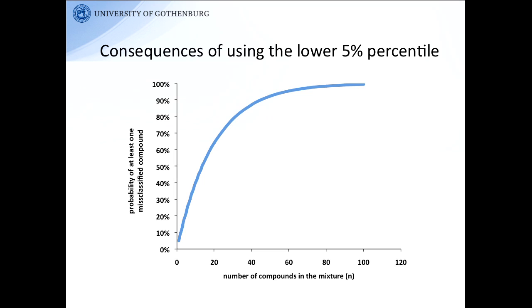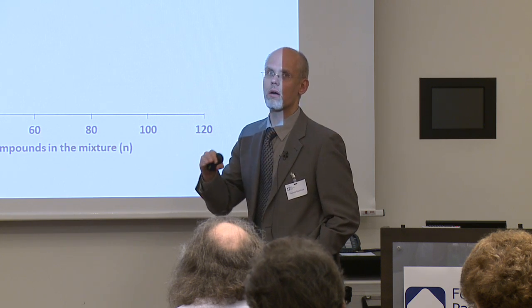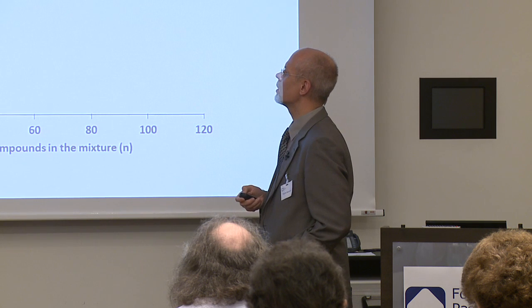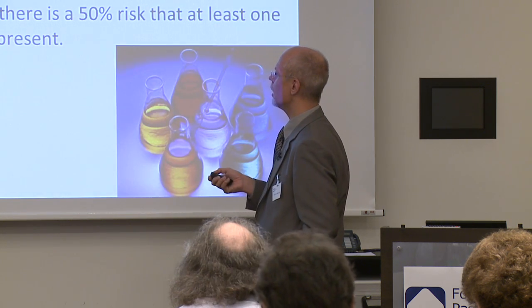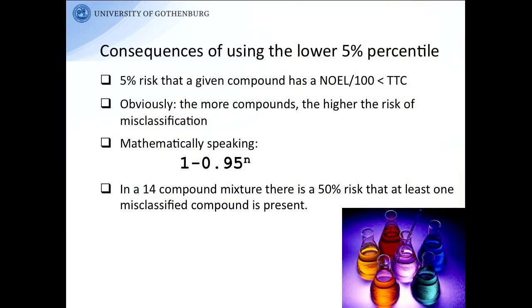If you, for example, look at a 14-compound mixture, a mixture with only 14 unknown compounds, to which you would apply the TTC, what you see is that you already have a 50% chance of having at least one compound in your mixture where you are underestimating the toxicity, under the assumption of a 5% risk per compound. So in a 14-compound mixture, there is a 50% risk that at least one misclassified compound is present. And you can do that for any number n.